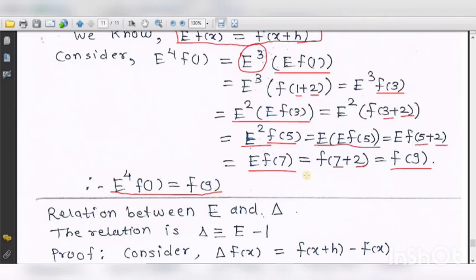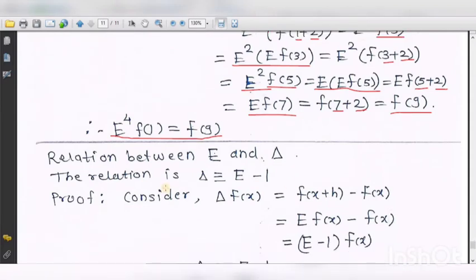Now here is a very important relation between E and delta. E is our shift operator and delta is our forward difference operator. Using this relation we can solve some examples, find the missing terms, or even find the value of the function at a given x if we don't want to use Newton's interpolation formula.